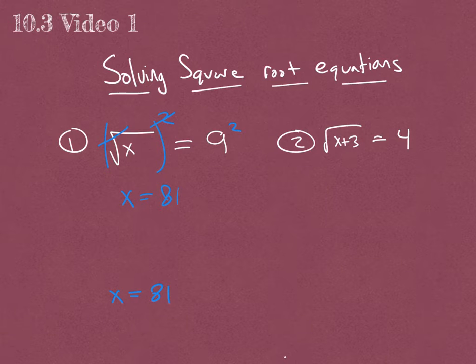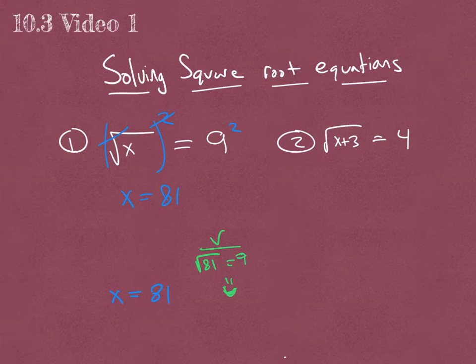But if I plug this back in, so to check my answer, I'm going to do this in green down here. Check the answer. We get square root of x, which is 81. Does that equal 9? Yes, so we're happy. Okay. All right, number 2.